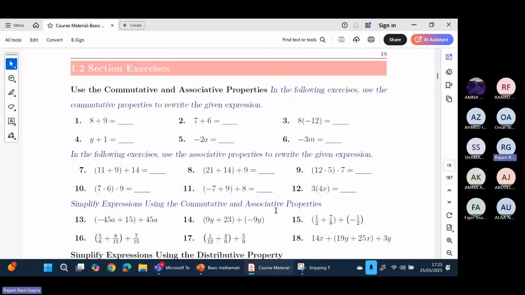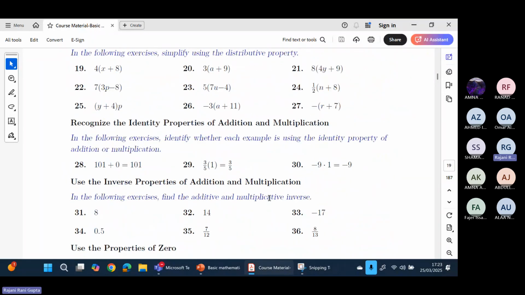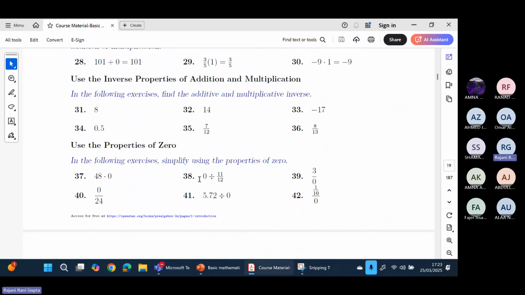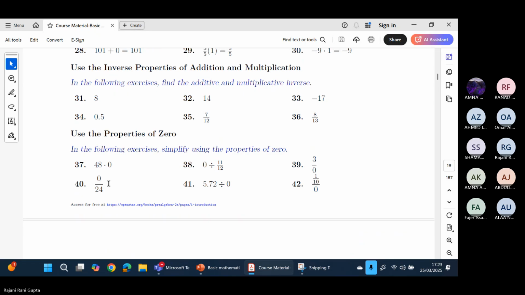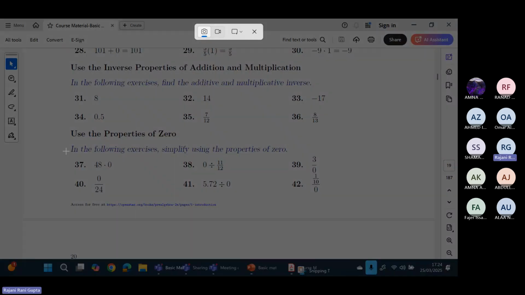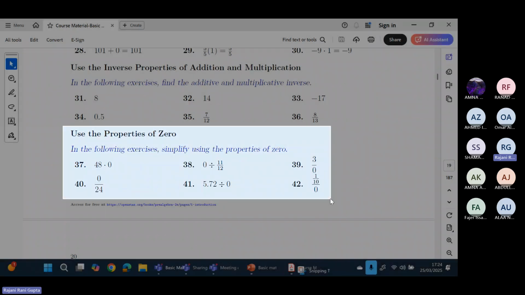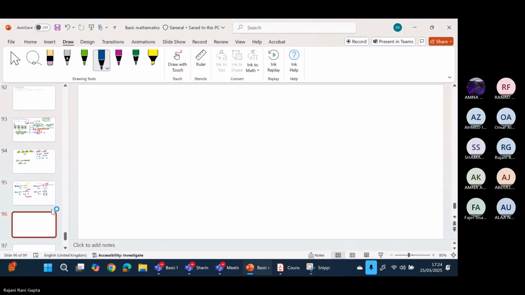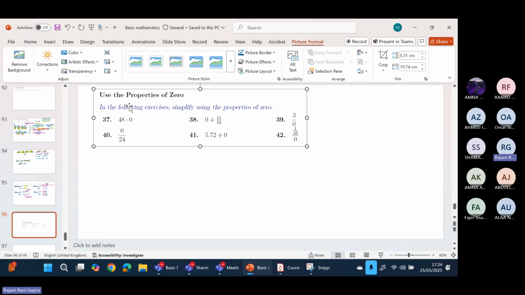And then I think you can do all these things. Okay. Can you tell me the answer for 37? 48 multiplied by 0? No one? I think I should stop because it's too much. It's already 5:30. And I think your stamina is over.